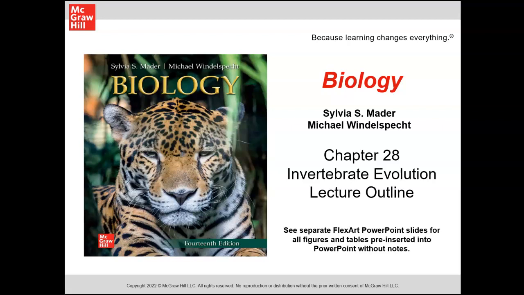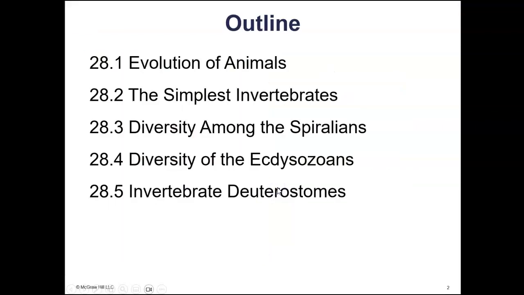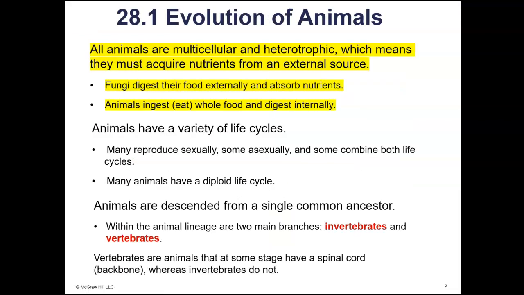These are the recorded lectures for Chapter 28 on invertebrates. These are our animals without a backbone. Make sure that you know the characteristics that all animals share. So if an organism is classified in kingdom Animalia, then it is multicellular. It's a heterotroph, meaning it consumes its food by ingestion.